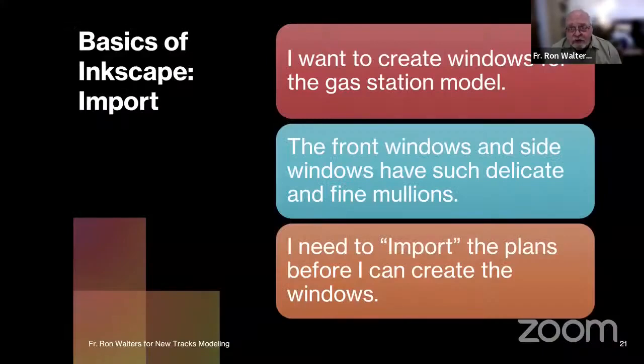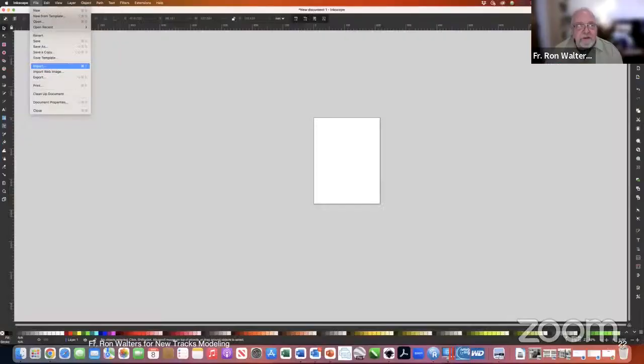I want to create windows for that gas station model that Paul Egri gave us designs for. The front windows and the side windows have such delicate and fine mullions that trying to recreate them by drawing them with your free hand or by using plastic or wood might be difficult to do. And so I'm going to import Paul Egri's design and select part of it to create the windows that I want to create. So I'm going to show you how to import something into Inkscape.